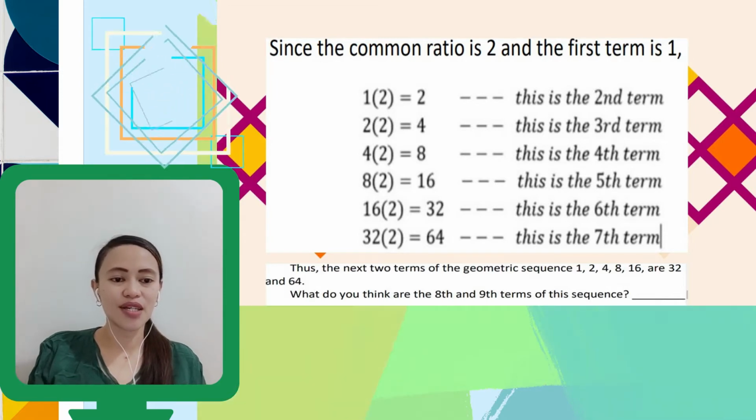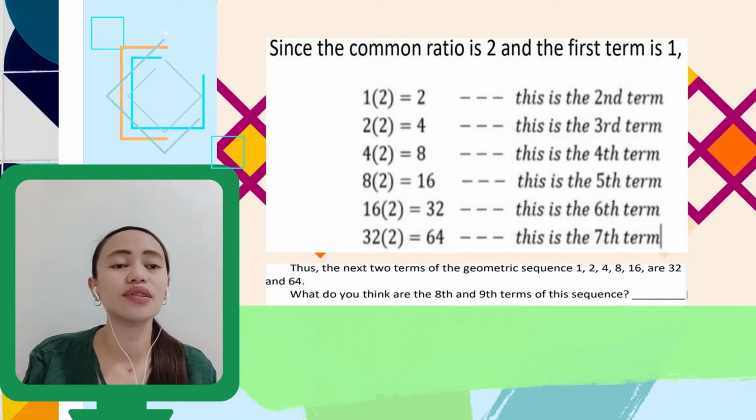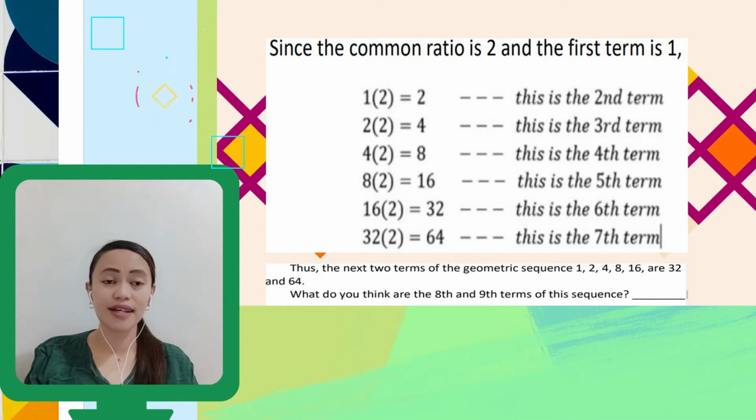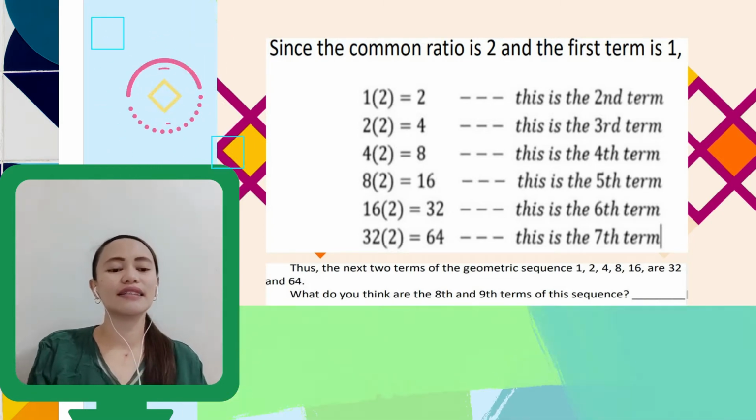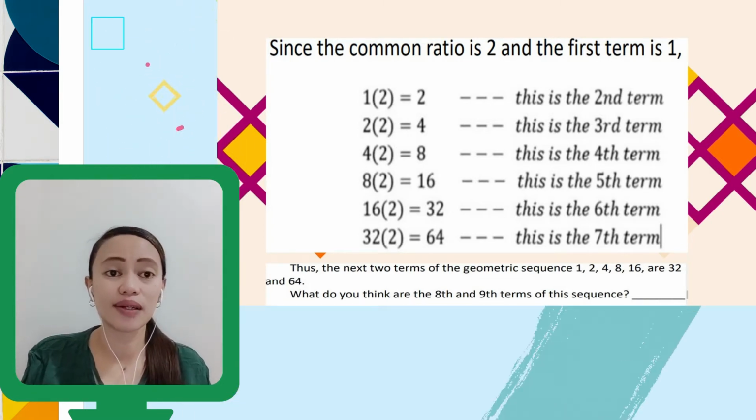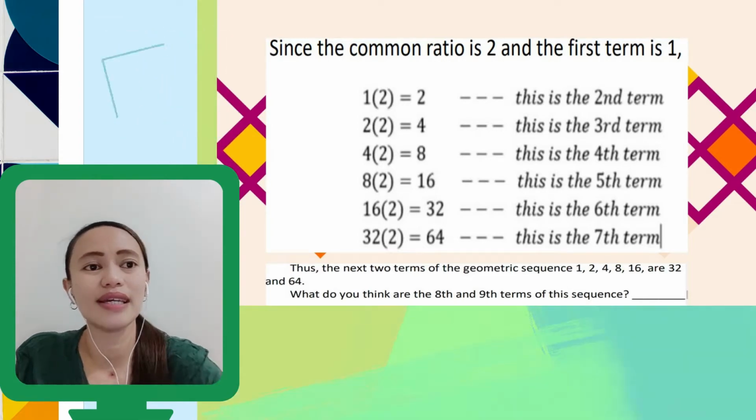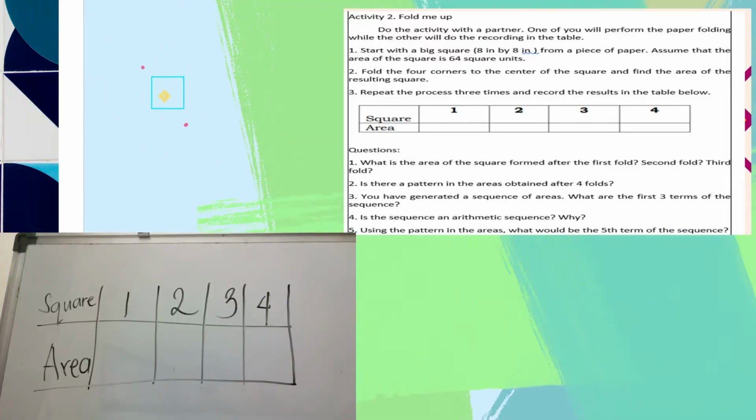So if we're going to get the 8th term, we're just going to multiply it by 2. And then to have the 9th term, 8th term times 2. Okay, let's have activity 2, fold me up.